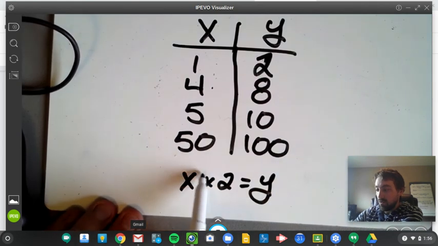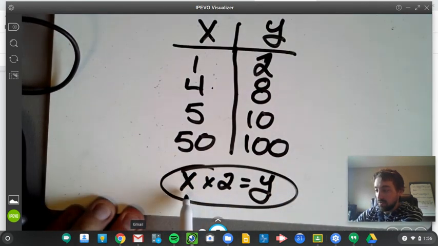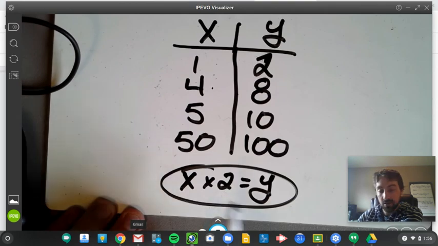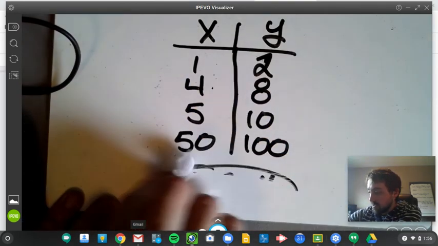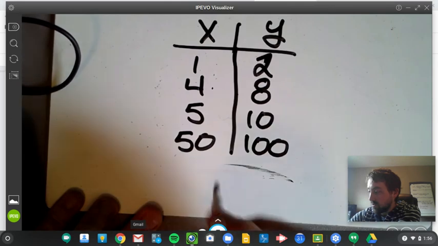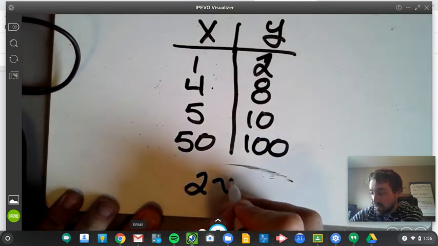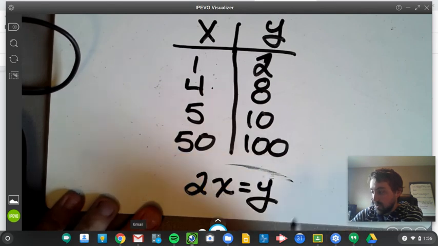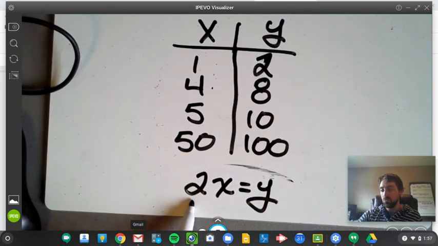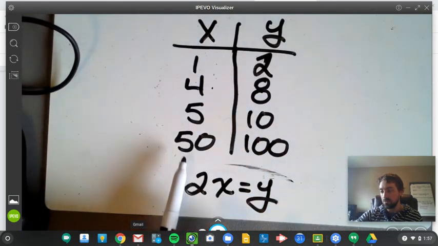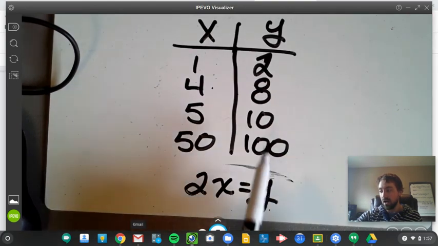But again, we can't do it like this because we don't know if this multiplication sign is a variable or an operation. So we have to erase it. And remember, our proper way to do it is to make it a coefficient, a number in front of that variable. So now this says 2 times the input, so 2 times X gives us Y, the output.